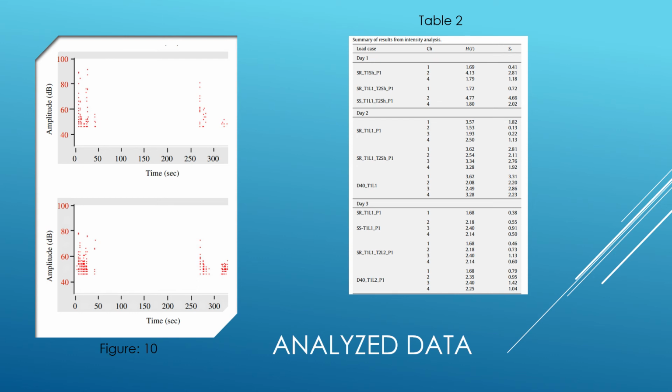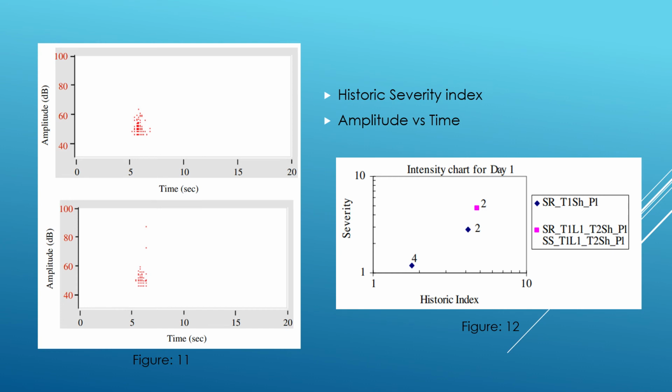To get a better look at the severity of the cases, they use the formulas mentioned earlier for historical and severity. Table 2 shows the results for each category per test for that day. Here is another amplitude versus time plot that shows more of a concentrated area. We also see a historical severity chart that has a few sensor readings.